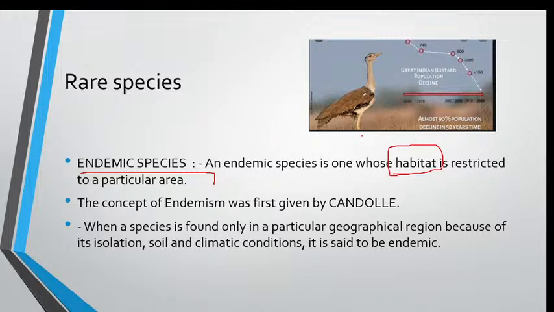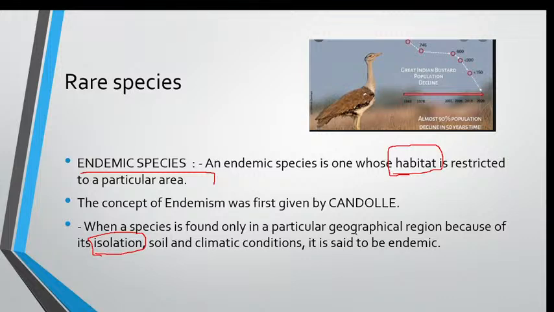One example I've shown in this picture is the great Indian bustard. The concept of endemism was first put forward by Condor. When a species is found in a particular geographical area and is isolated from other regions due to certain social and climatic conditions, it is said to be endemic. A good example of endemism is an island. Just imagine a small island surrounded by water. That means it is separated from other regions, so species found there will not be found in any other part. That is known as endemism. Geographically also they will be isolated.